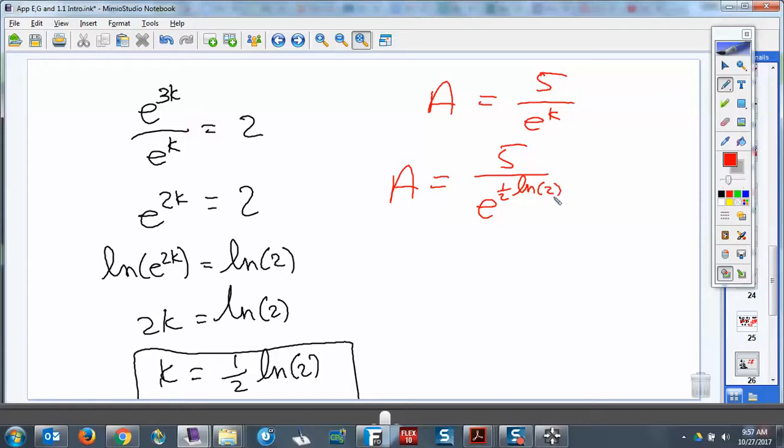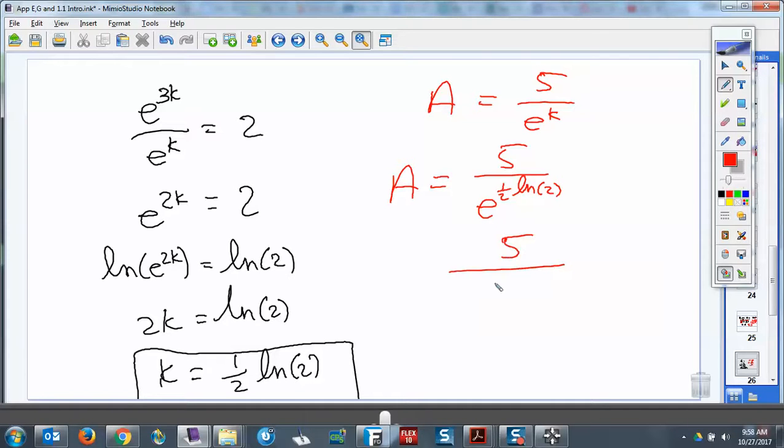Now I would be okay with that for a final answer. I'd be okay leaving it that way. That's fine. Okay? But the reason we need to know about simplifying things is because sometimes we're not stopping there. Sometimes we want to take that and put it into something else. And having it in a simpler form will make life easier.